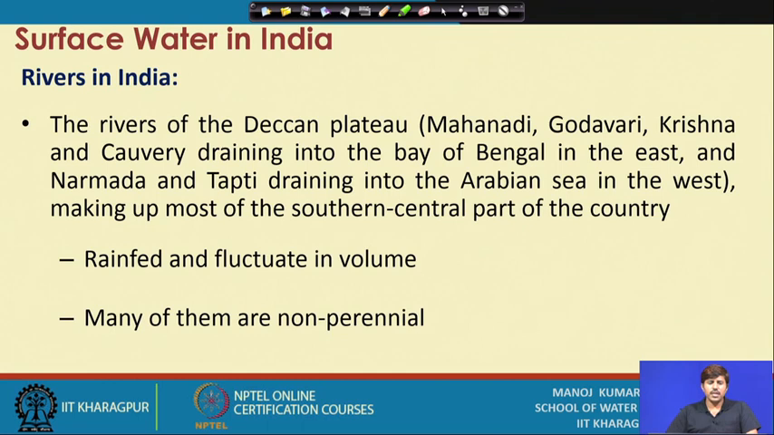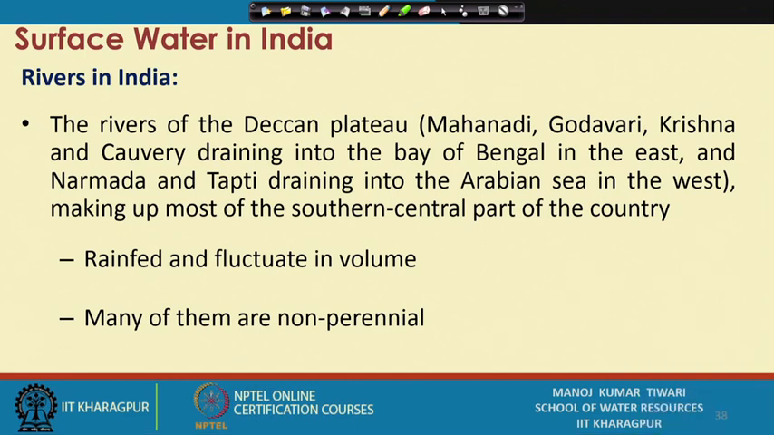These Deccan Plateau rivers are mostly rain fed, and that is why they fluctuate in volume depending on the amount and extent of the rainfall. That will eventually govern how much flow the river is carrying. Quite a few of them are non-perennial, because rainfall is their primary source of water. In the dry seasons, some of them which do not have a large storage regime get dried up, and that results in non-perennial rivers.